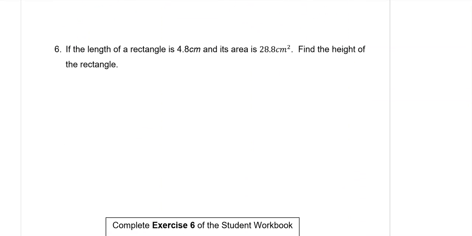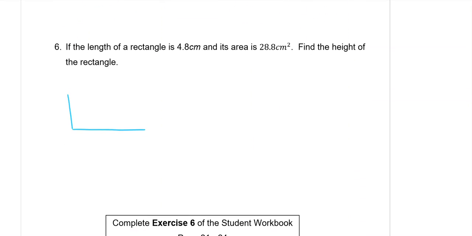Question 6. If the length of a rectangle, and let's draw this again, if the length of the rectangle is 4.8 centimetres and the area inside is 28.8 centimetres squared, find the height of the rectangle. So I'm trying to find the h. In the formula for area, we have A equals BH. And this is a working backwards question. I know that the area is 28.8. I know that the base is 4.8, and that's times with the h or next to the h. So this is an equation that I want to solve.